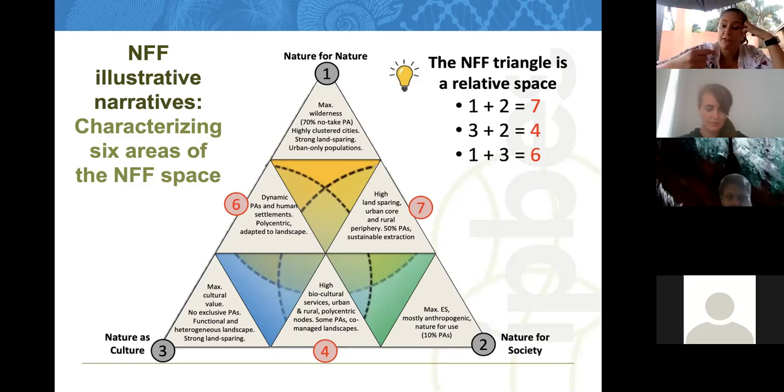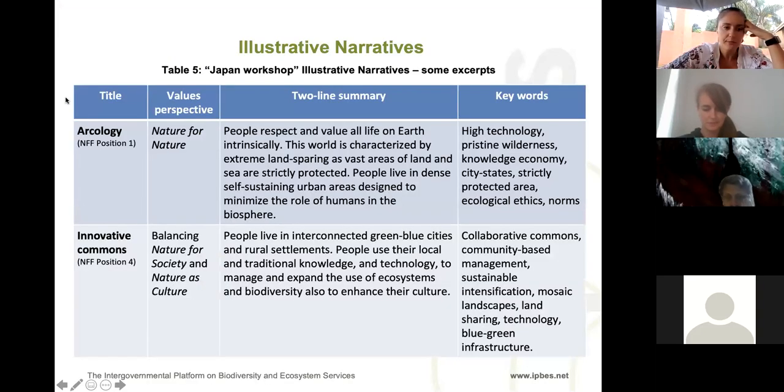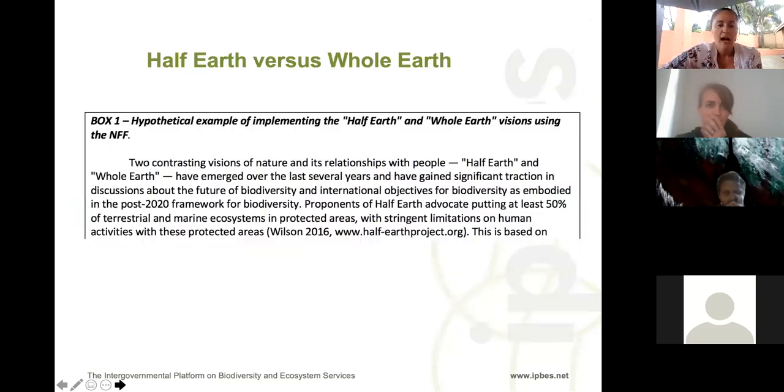So this is what we did with a variety of different indicators and variables. We came up with some of these titles, and you can see that we've got the different names for these stories that I will share later, with a 2-line summary on what these worlds mean and some of the key words. So you've got high tech happening in ecology, and a much more collaborative commons happening in 4, for example. This is not necessarily that helpful for you if you haven't actually seen the narratives yet, which we will go to Twine to look at.